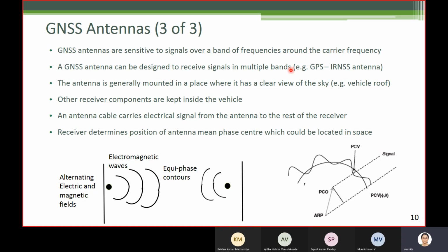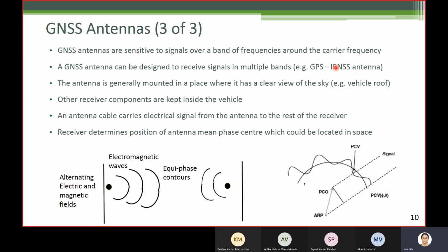But such an antenna would not be a small antenna, because if you consider L5 and S, L5 is 1175 and S is 2492 megahertz. There is a large separation. So the antenna which is designed to receive signal from GPS as well as IRNSS at present is not a small antenna. It's a relatively large antenna.